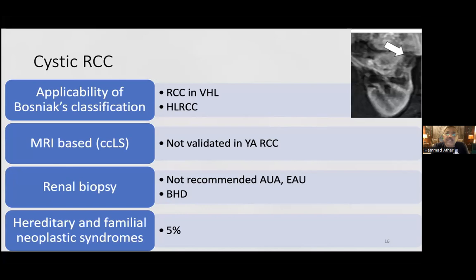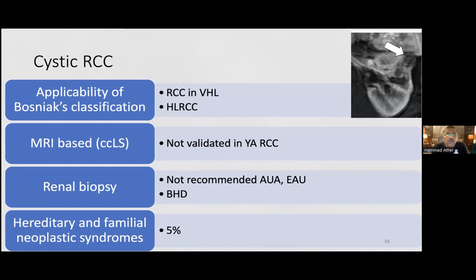of the Bosniak classification is not as good in the RCC in VHL, the von Hippel-Lindau disease, as well as in the hereditary leiomyomatosis RCC. So one should be very careful, and in those two conditions, the Bosniak classification does not hold.